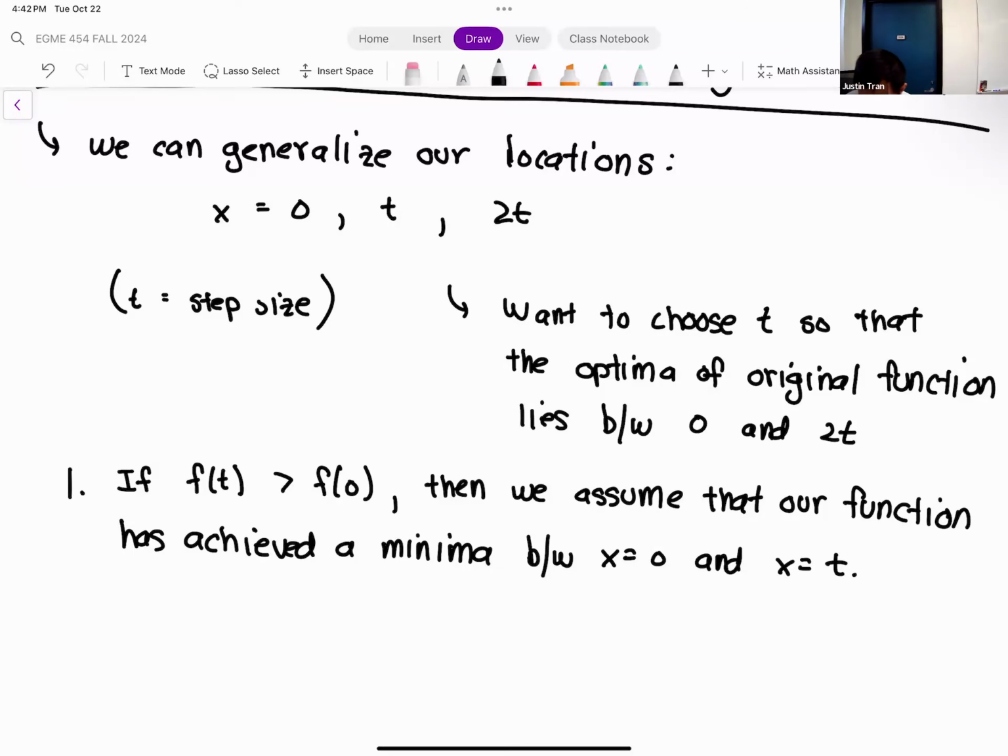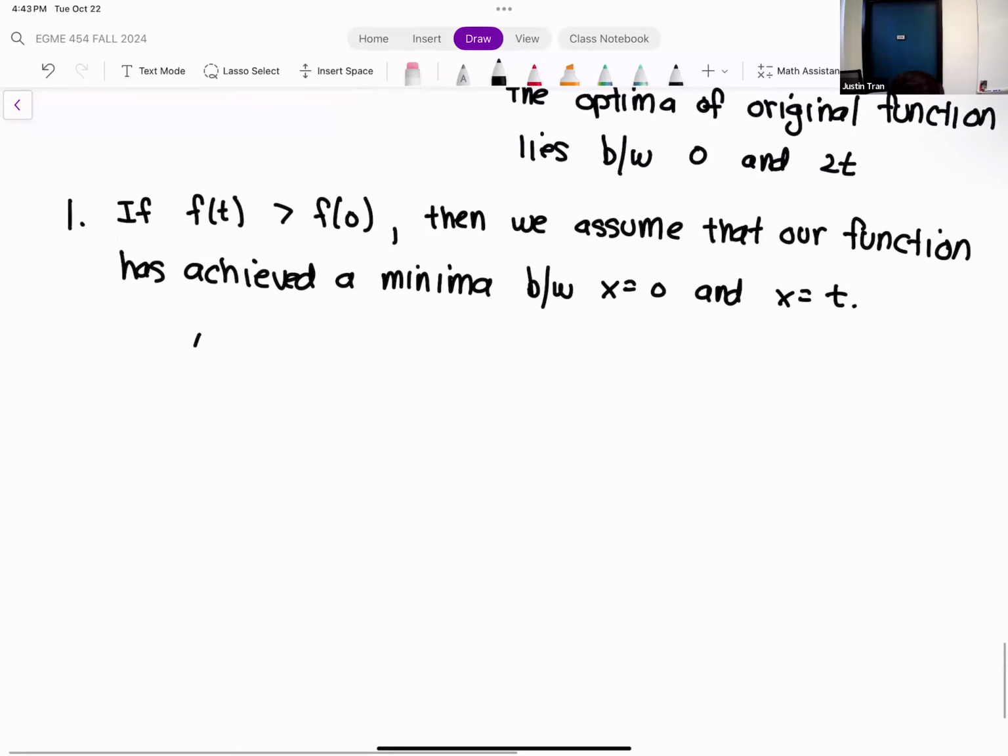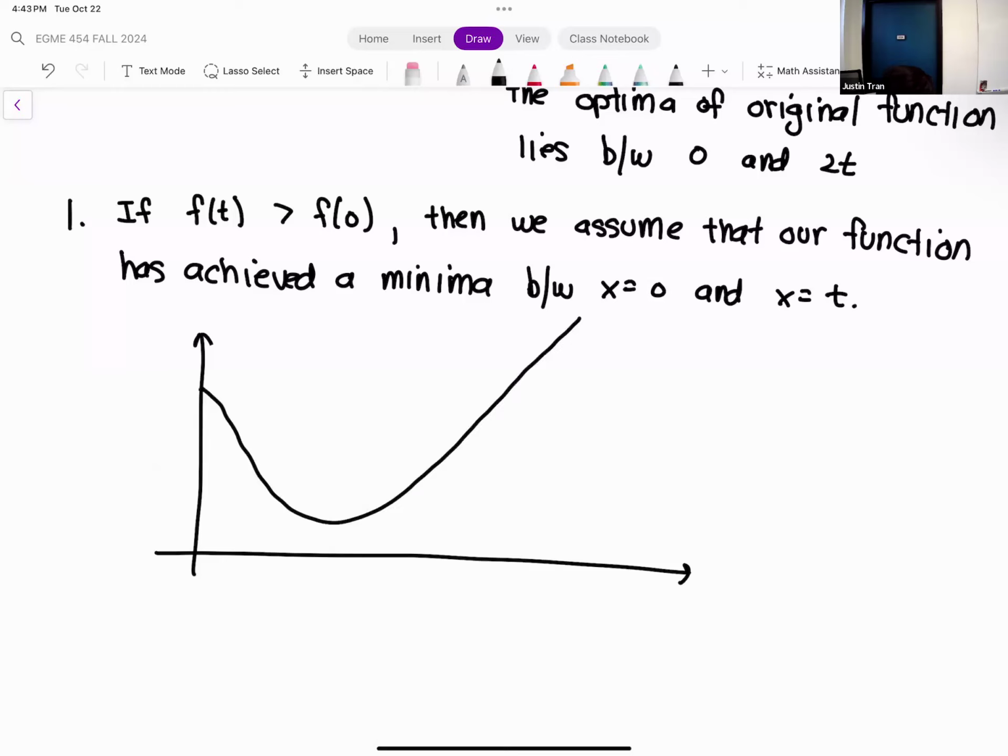Visually it looks something like this. If we have our original function here, let's say it looks something like this. We have f of 0, and if we have f of t somewhere up here, then the assumption is that if we already see a function increase, then our minimum was already somewhere in between f of 0 and f of t.